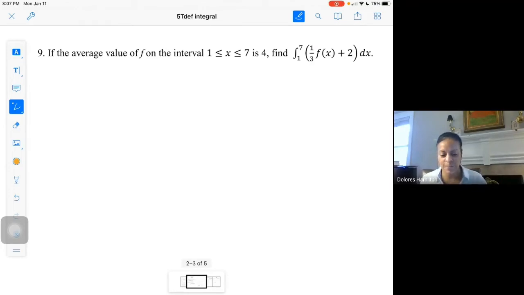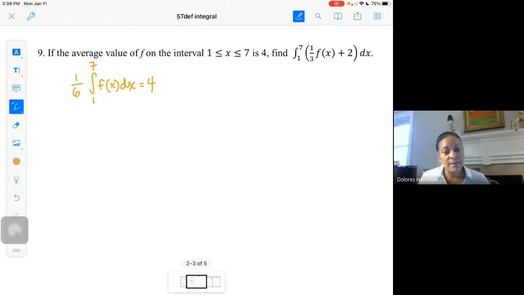So here we go. We're given in this question that the average value of f over this interval from 1 to 7 is 4. And we're asked to find the definite integral from 1 to 7 of 1/3 f of x plus 2. There is a lot to process in this. So let's start with the first piece. The average value of f over that interval from 1 to 7 is 4. That tells me that this has to be true. Then I can just simplify that, and I have this.